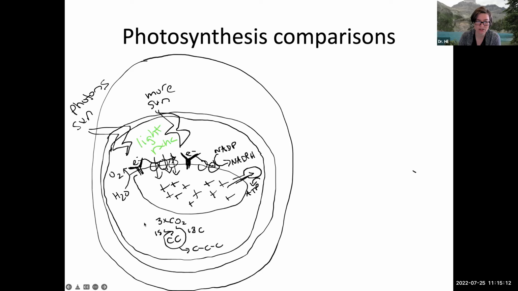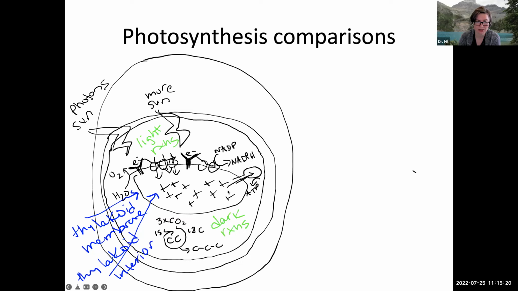The stroma is where the dark reactions are happening, where we take carbon dioxide, the energy we made in the light reactions, plus the energized electrons from NADP to put together into 3 carbon molecules, 2 of which will be smushed together and make glucose.